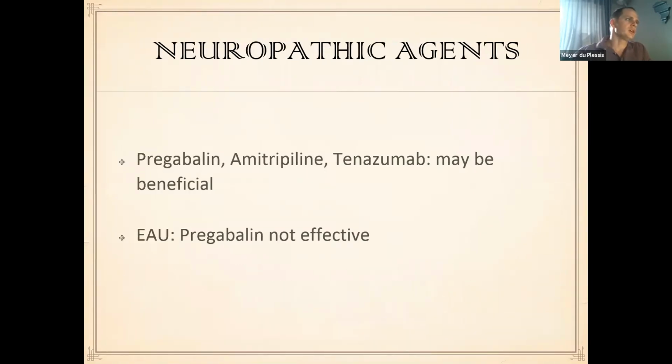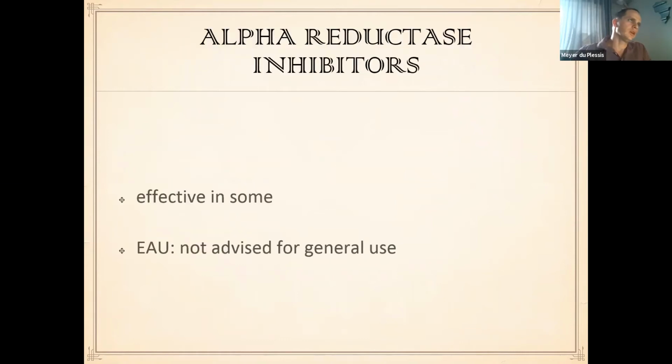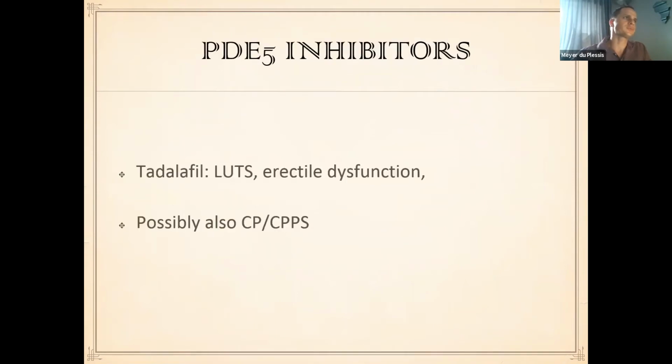Neuropathic agents could be beneficial. The EAU does not advise pregabalin. That's the only one that is specifically stated, but they state that it's not effective. 5-alpha reductase inhibitors might have an effect in some patients, but they're not advised for general use, so tailor this to your specific patient. Phosphodiesterase-5 inhibitors, like tadalafil. The benefit of using this is that you might treat the patient's LUTS, you might also treat the erectile dysfunction, and potentially also the chronic prostatitis symptoms.